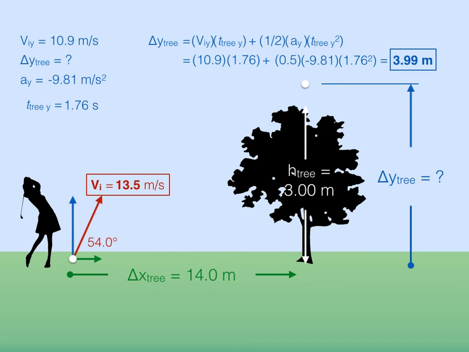So thankfully for the golfer, it's going to be higher than the tree. The tree is only 3 meters high. There's plenty of space. It's almost a meter higher than the tree. So the ball is going to clear the tree and keep moving, hopefully onto the green. So that's our example with the golfer and the tree.